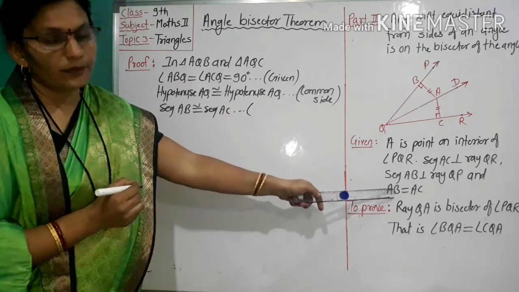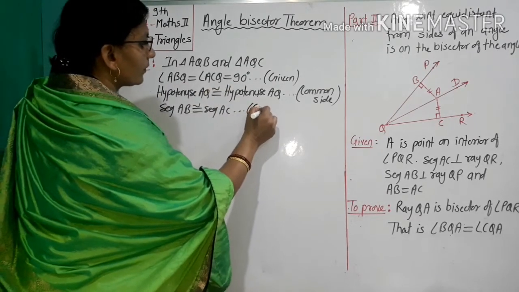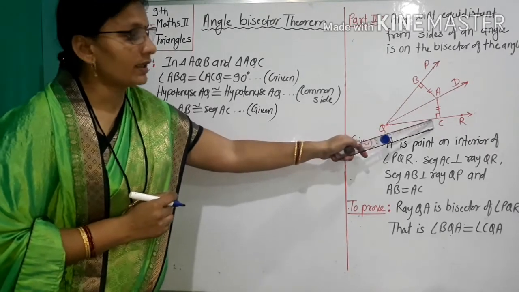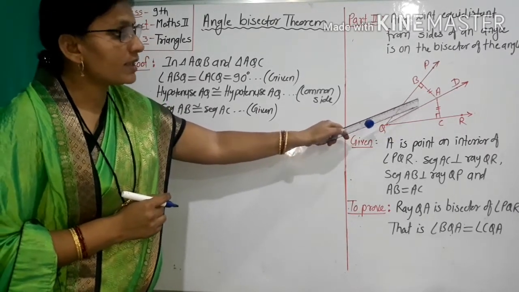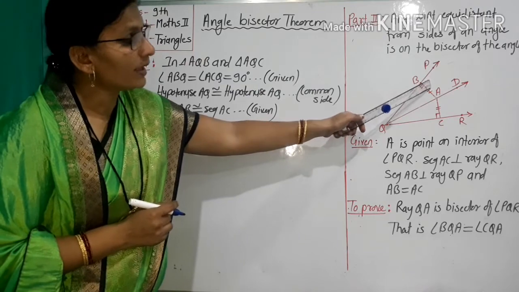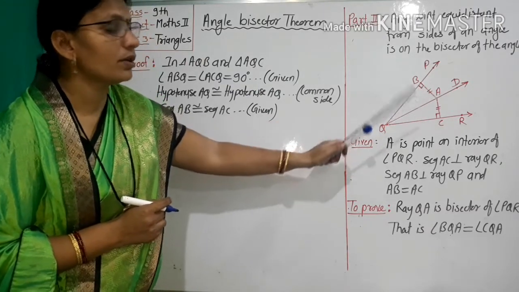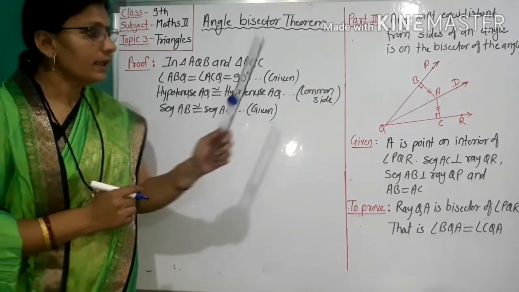Region given. Therefore, in these two right angle triangles, the hypotenuse and the common side are congruent, and one pair of corresponding sides is also congruent. Therefore, these two triangles are congruent by the hypotenuse side test.